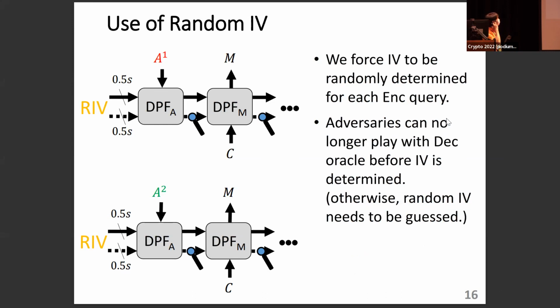The idea here is to use a randomized IV. We force the initial value IV to be randomly determined for each encryption query. Then the adversaries can no longer play with the decryption oracle before the IV is determined, so the attack I described on the previous page wouldn't work. I think this gives you the idea that the situation for unprotected state is quite different from standard AEAD schemes.